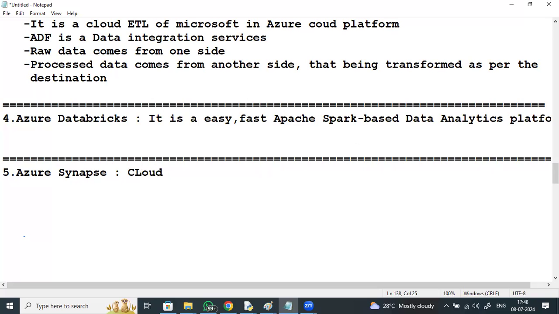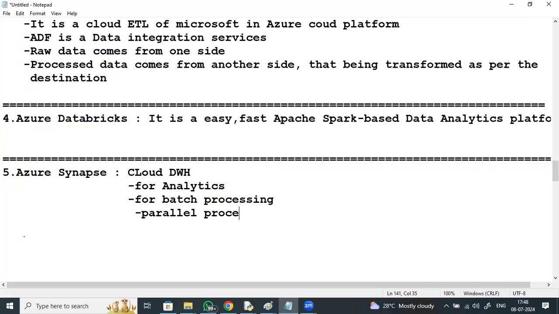Cloud, I can say like cloud or DBMS for data warehouse purpose. It is for data warehouse purpose, for analytics, for batch processing, not for online, for batch processing, non-interactive applications. Everything runs in the background. These applications run in the background, mostly like financial and banking applications. And also we see parallel processing here.